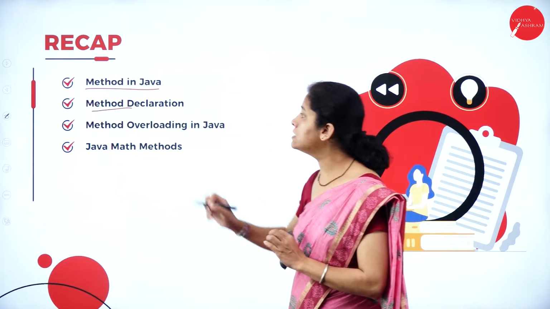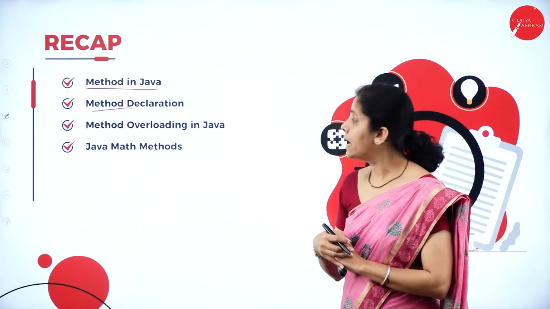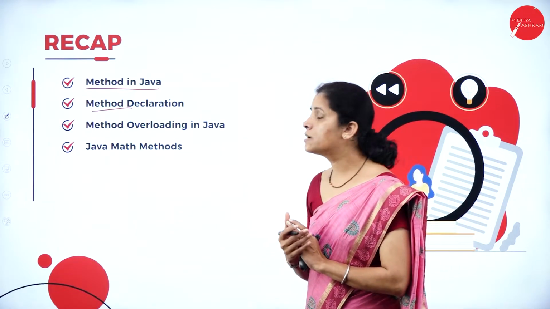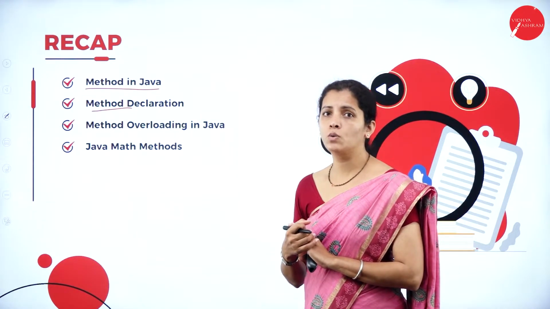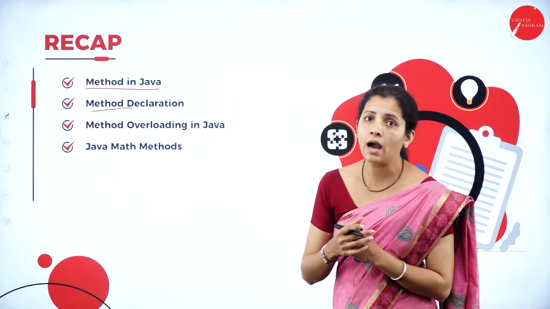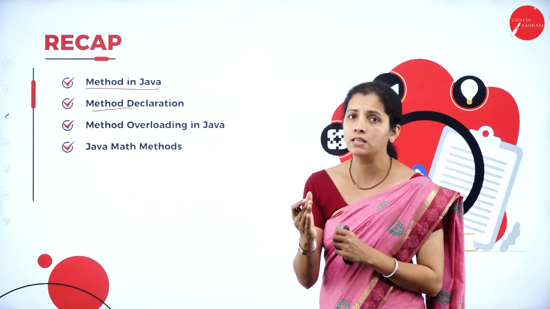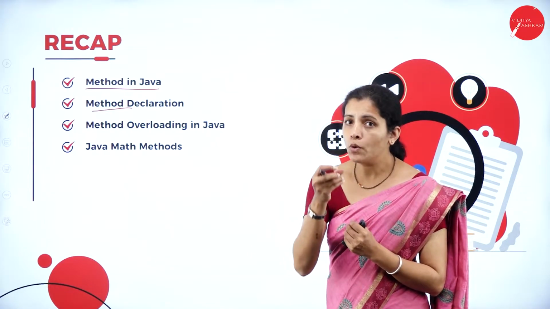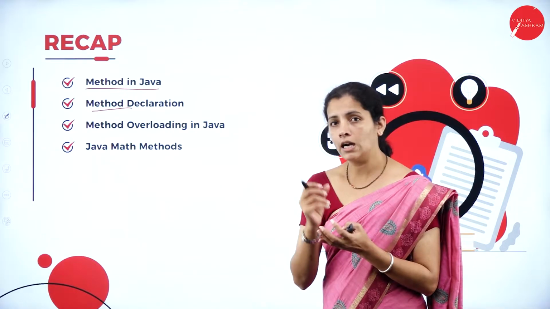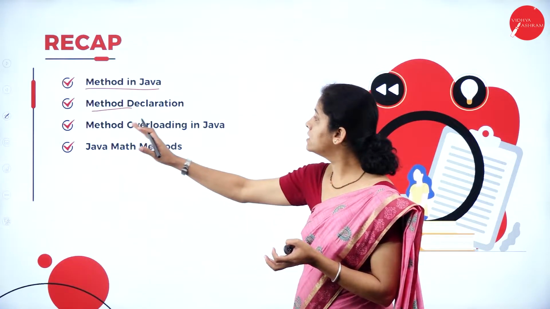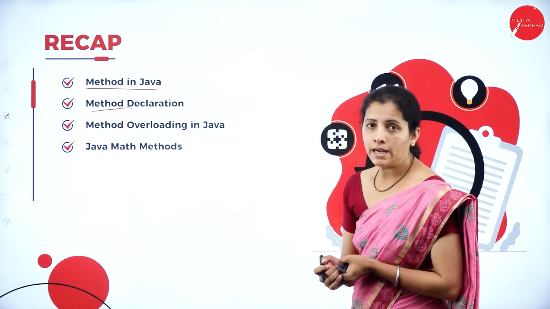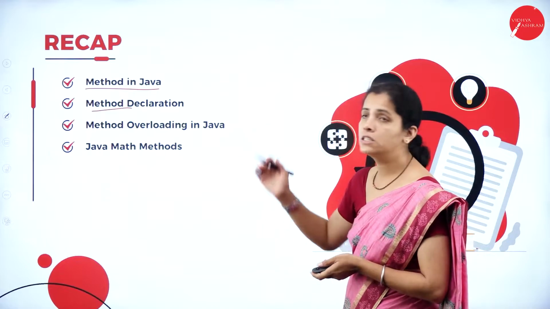Then I have discussed how to declare a method, along with that how to call a method. Then I have discussed method overloading. So what is method overloading? Same function. That means in my program I can have the same function more than twice. But what's the difference? I'm going to use different parameters and different data types. So that is known as method overloading. Along with that, I have discussed some of the mathematical functions which are supported in Java.